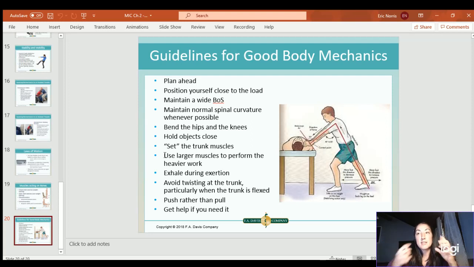But we want to contract those muscles, and then the larger muscles will do the work. We don't want to use the erector spinae to move a patient. We want to use our quads and our hamstrings. Exhale during exertion. You've heard weightlifters do that. Avoid twisting at the trunk, especially when the trunk is flexed or when you're carrying something. Instead, move your feet where you need to move rather than twisting at the trunk. Push rather than pull. It's a lot less strain on your body. And if in doubt, get some help.